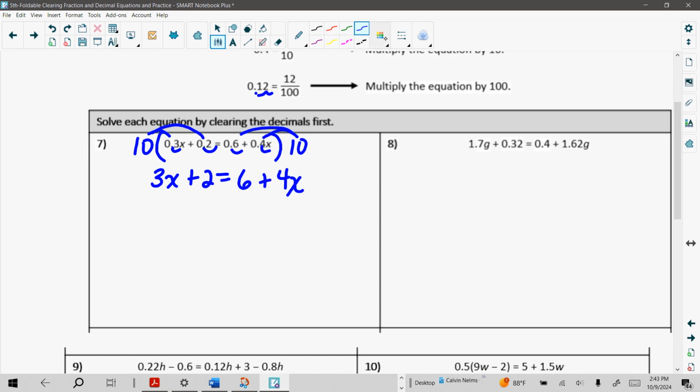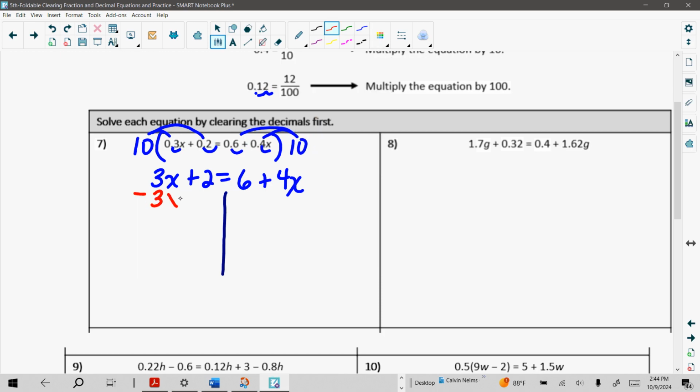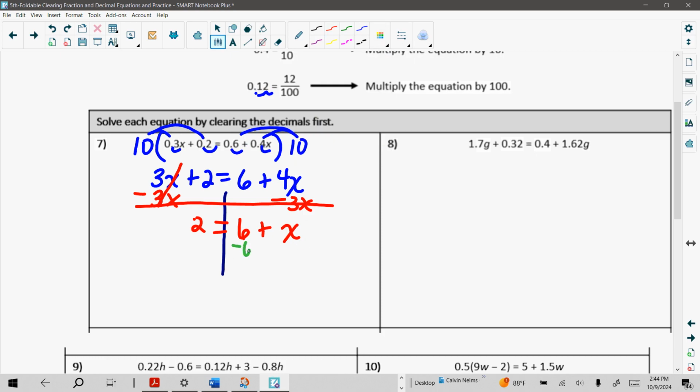Now we're back to what we've been doing with variables on both sides. We start with the smallest variable here, so minus the 3x. We get 2 equals 6 plus x, and then we are isolating the x term by subtracting 6 on both sides. So negative 4 equals our x. Okay.